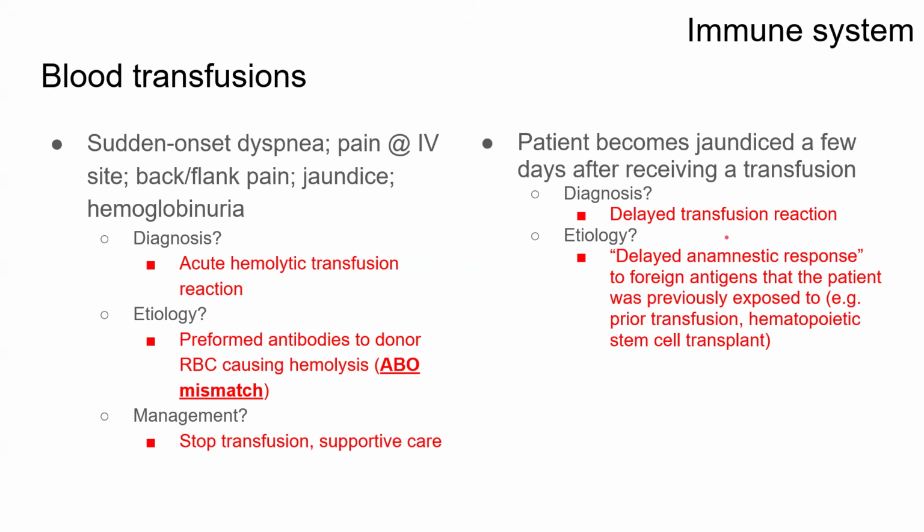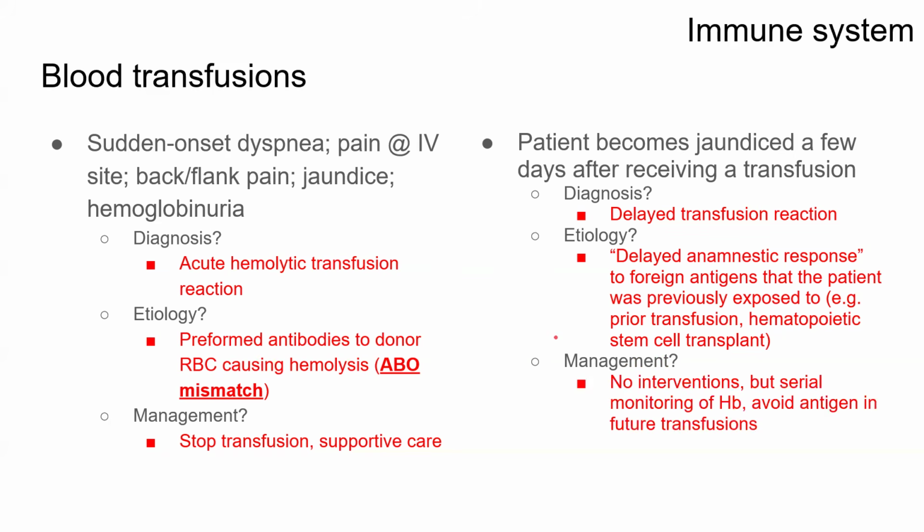So let's say, for example, they had a transfusion a couple, I don't know, months or years ago, or they had like a hematopoietic stem cell transplant, and so on and so forth. Anything that gave them foreign antigens that they then made antibodies to that aren't ABO antibodies. So the reaction is a little bit milder. The management of this delayed transfusion reaction, nothing crazy.